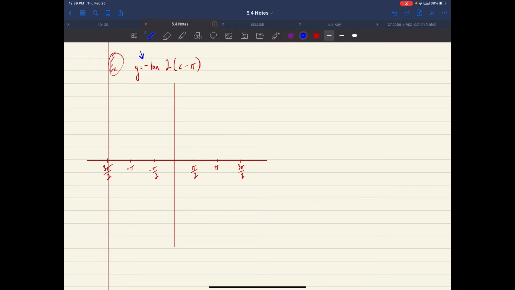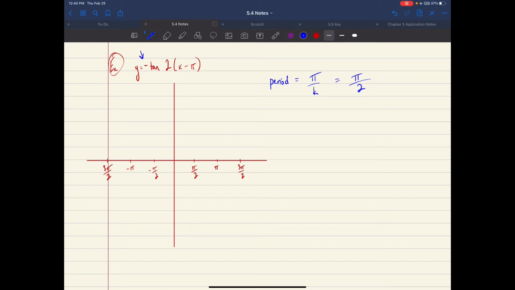Let's find our period. In your textbook, they don't even ask you for anything but the period. The period here would be pi over k, and k is 2. So it's pi over k instead of 2 pi over k because the period is only pi. So the period here is going to be pi over 2.